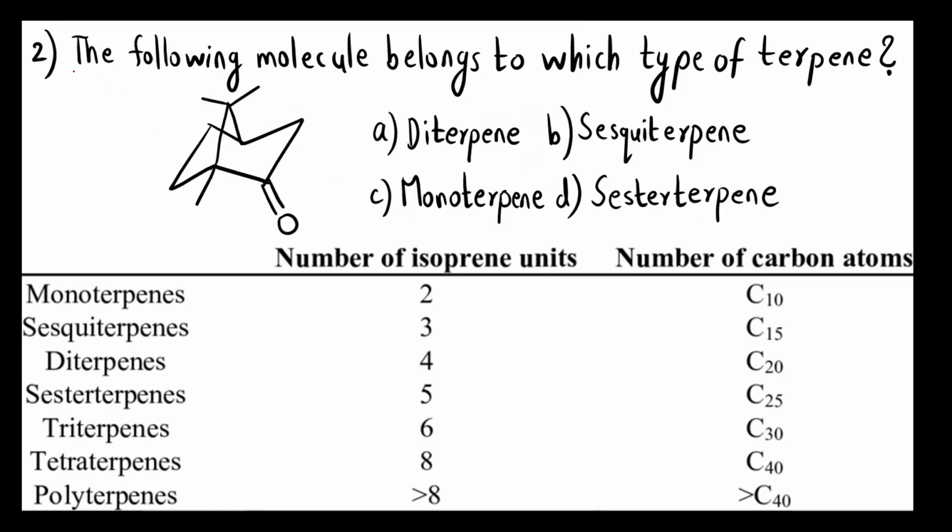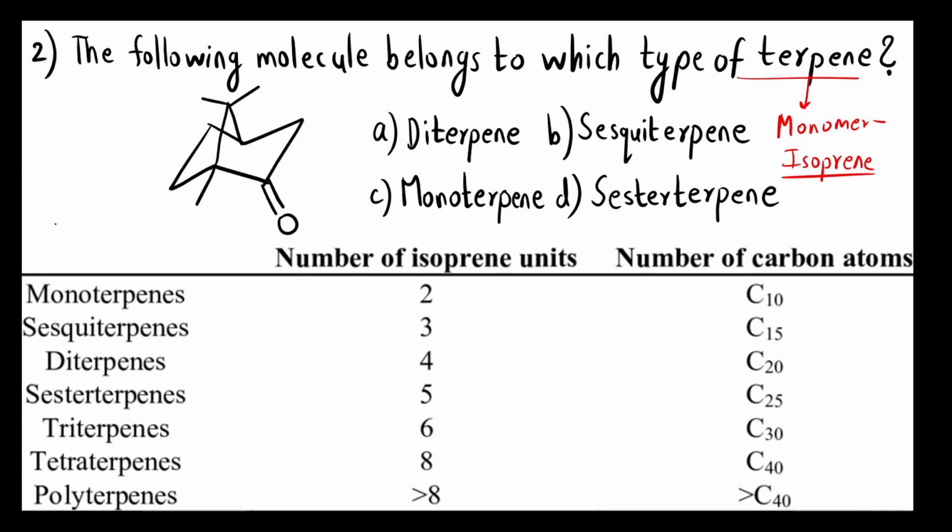Now let us see the second question. The following molecule belongs to which type of terpene? Now terpene is what? It is a polymer, a natural product. And what is the monomer? The monomer is the isoprene unit.